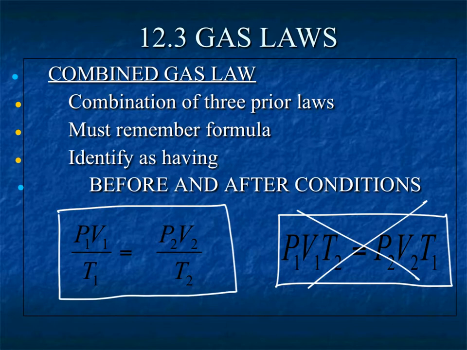Now, if something remains constant, you can just cross that out on both sides of the equation. Sometimes the problem will tell you, like, volume is held constant, or it's not changing. Or if it doesn't mention that variable at all, you can just assume that it is constant and then cross it out on both sides. So if the volume is constant, then you would just cross out the V's on both sides, and it just ends up being P1 over T1 equals P2 over T2. Okay? So that's how we will use the combined gas law.